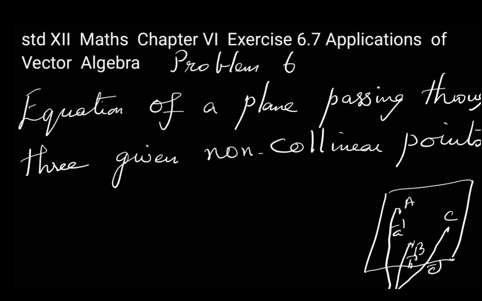The plane is passing through three non-collinear points. Collinear points lie on the same straight line. Non-collinear points are not on the same straight line. So in that case, I have taken point A, point B, point C, whose position vectors are vector a, vector b, vector c. And P is somewhere here, an arbitrary point, and its position vector is vector r. All these are in our required plane.